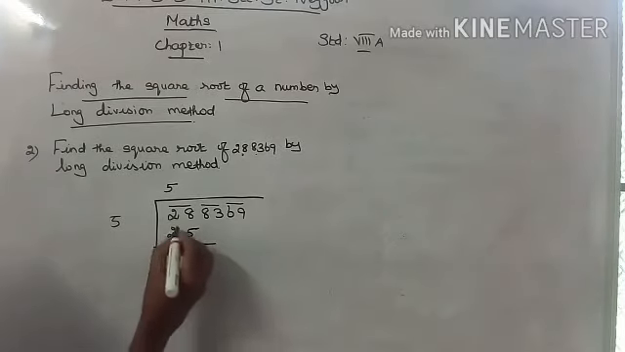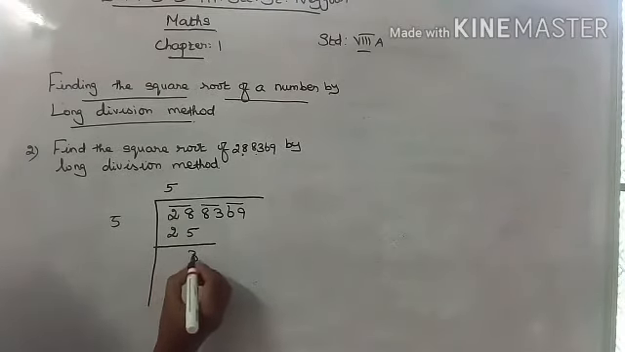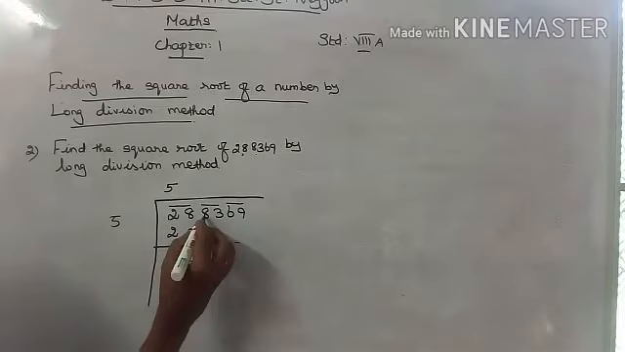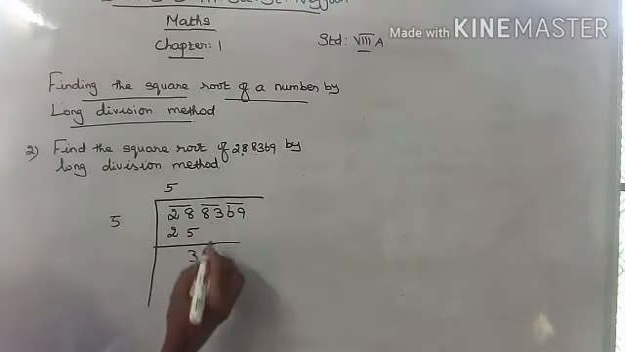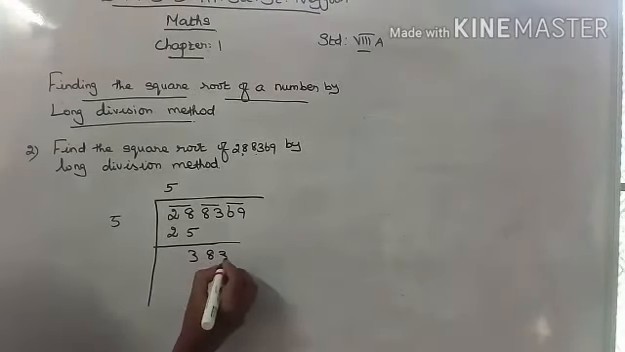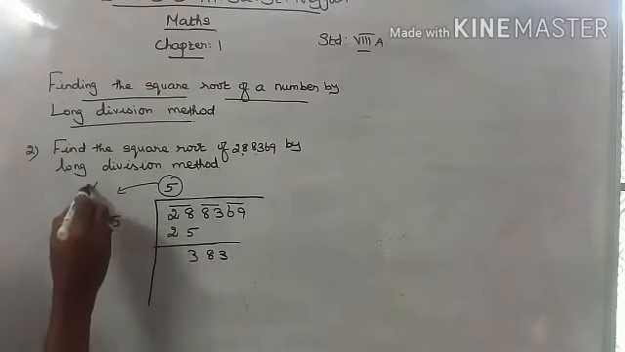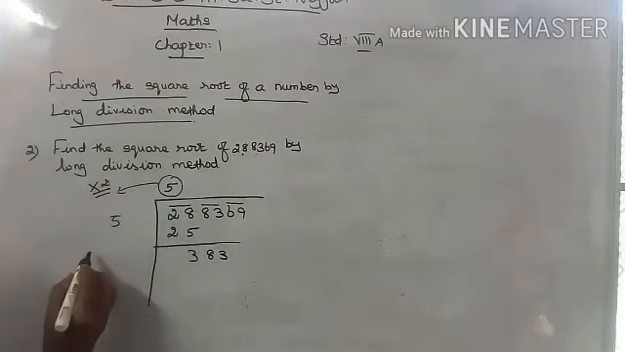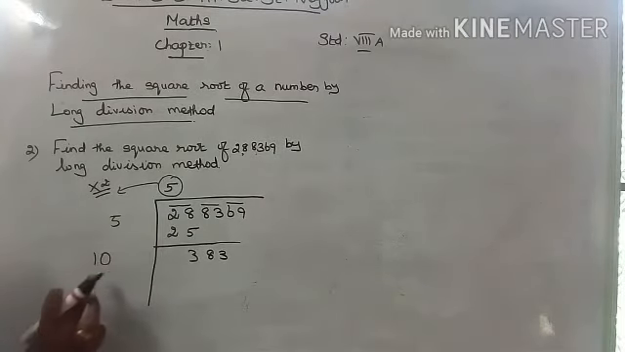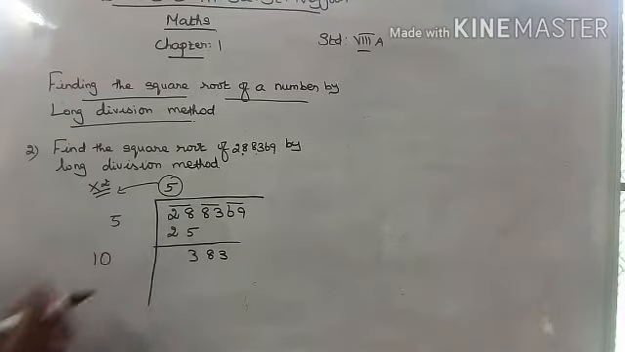Okay, find the subtraction. The subtraction is 3. Again, you bring down 83. Okay, bring down this 83. You multiply the quotient by 2. So the number is 10. Now the divisor is 10 followed by one digit, and find the quotient also.